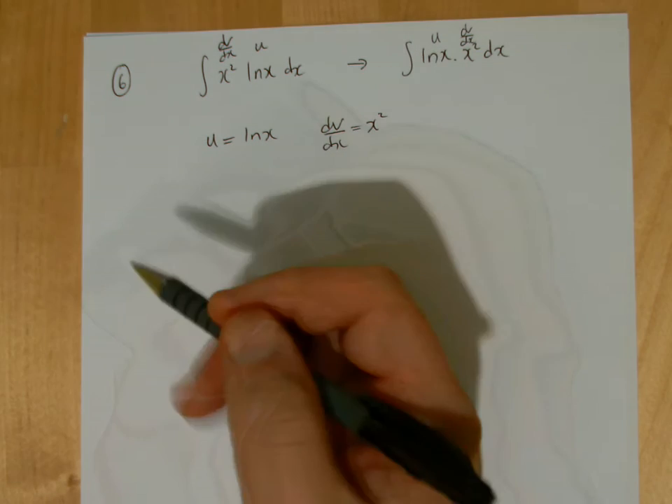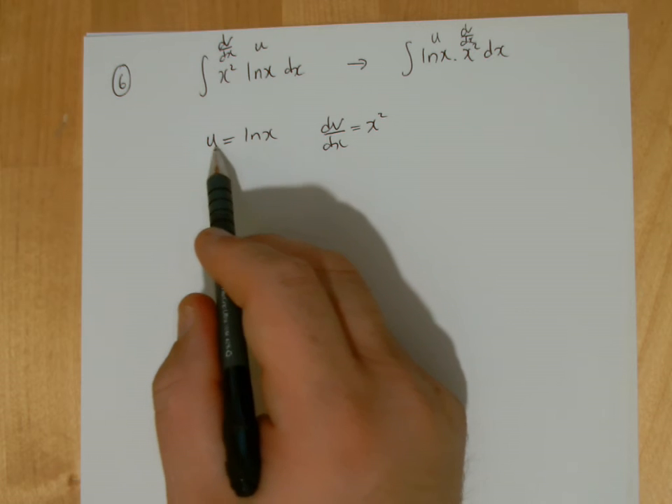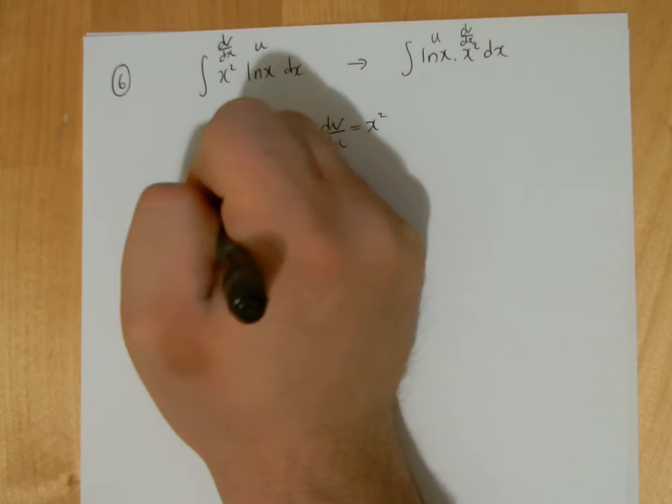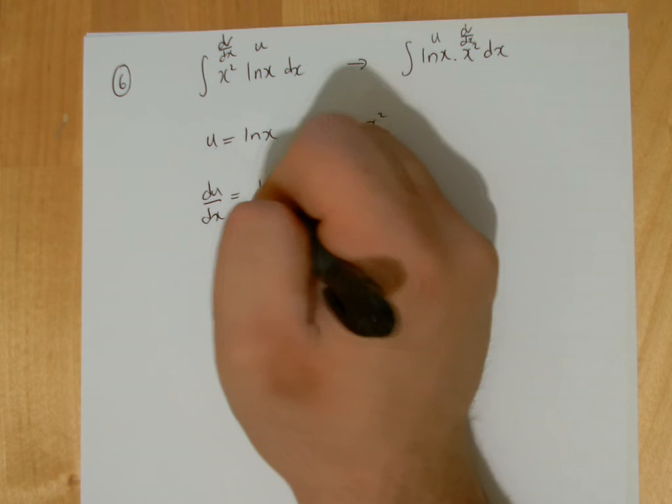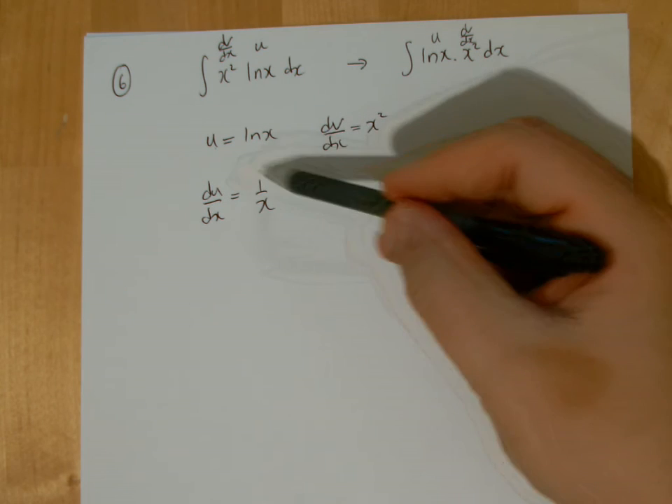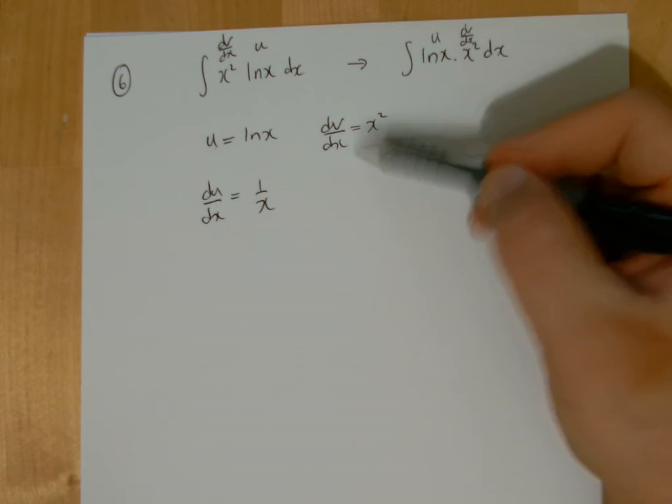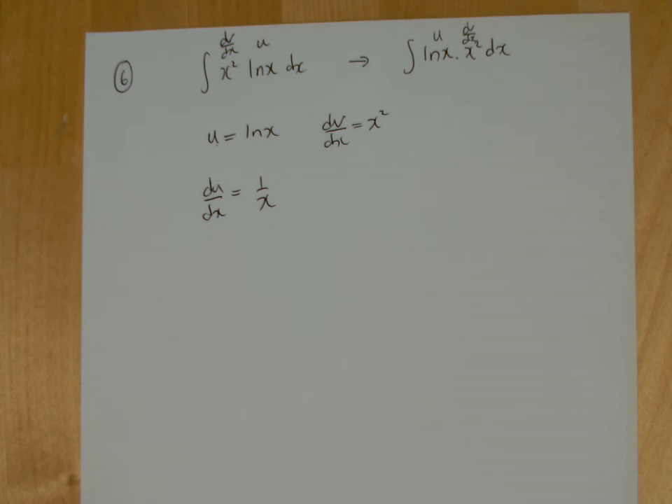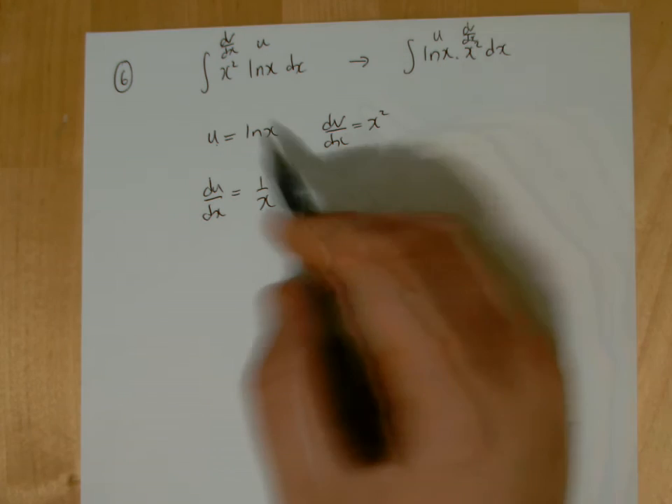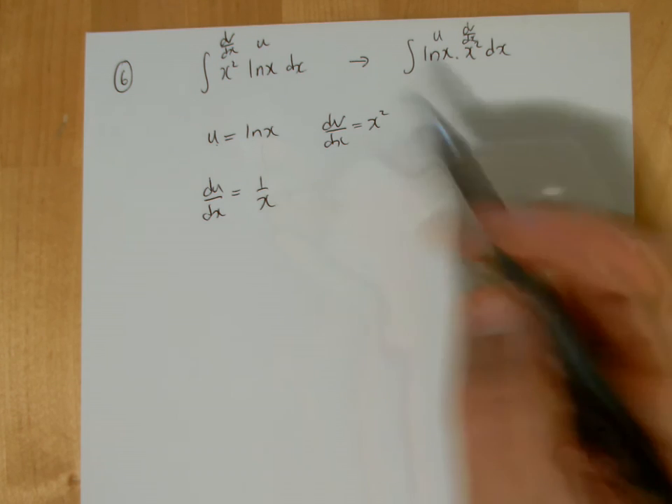The reason is that if I set u to be ln x, it's easy to differentiate, because differentiating ln x, you get 1 over x. But had I put ln x over here with the dv/dx, I'd have to integrate ln x, and that's not so easy to do. You'd have to actually use parts to do that. So if you do it this way, you won't have any problems. You call u ln x and you just differentiate it.